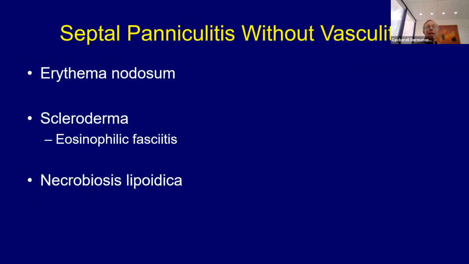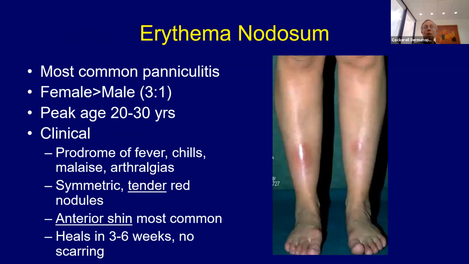So let's start off looking at the septal panniculitis without vasculitis. And these are the three most common that we see. By far the most common is Erythema Nodosum. So basically most of these are usually relatively young individuals. Women tend to be more commonly affected than men. They have a prodrome: fever, chills, malaise, arthralgias, things of that nature. And these are usually tender. They're almost always on the anterior shin.